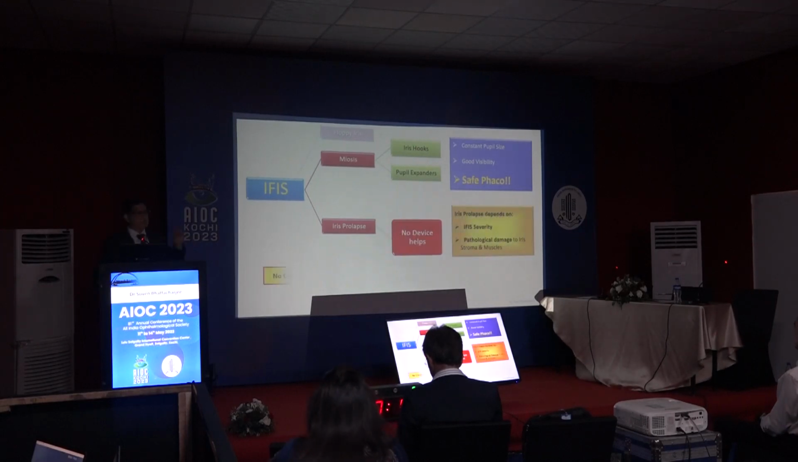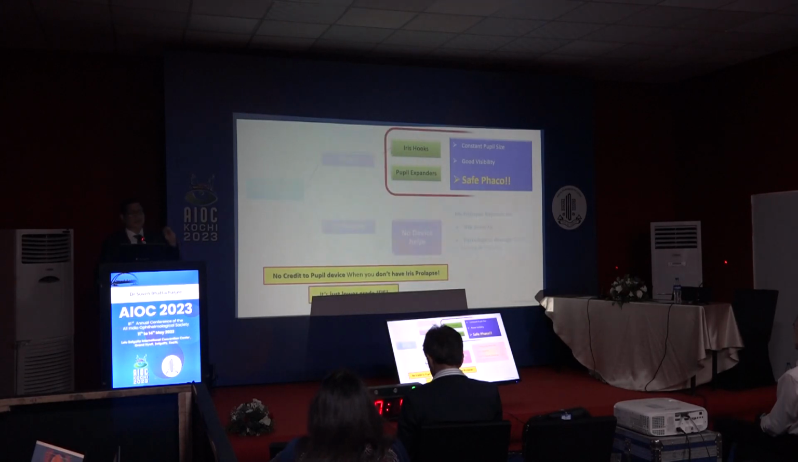For iris prolapse, actually no device helps. Let's be very clear on that. Iris prolapse depends on the IFIS severity and pathological damage to the iris. So if you've got away one day with no iris prolapse in an IFIS case, it was just your good day and it was a low-grade IFIS. Do not give any credit to the device. So what you need to be aware of is to use a device to provide you visibility so that you have a safe phacoemulsification.